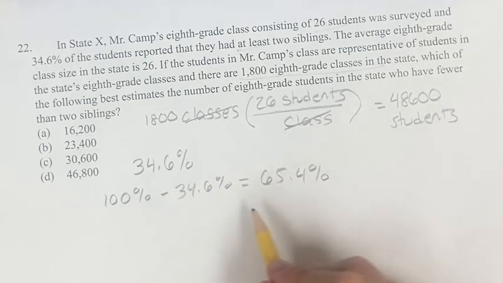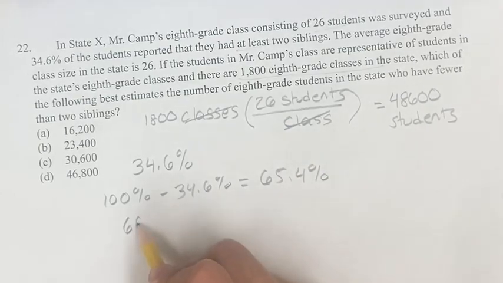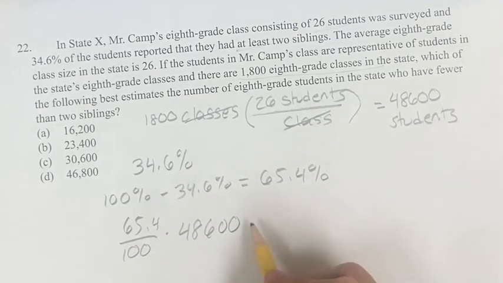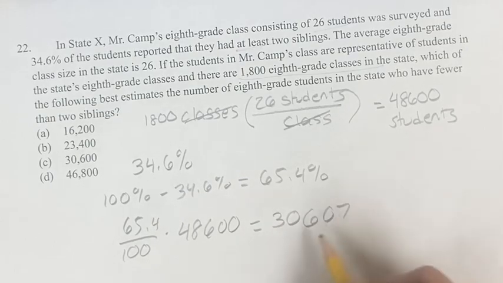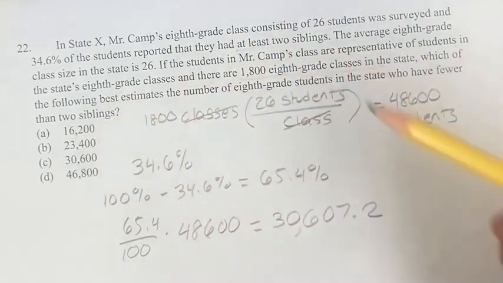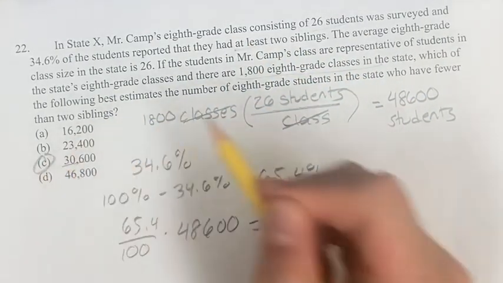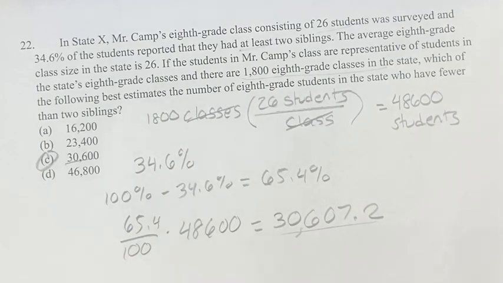So what is a percent? Well, it's a number out of 100. So we have 65.4 over 100 times 48,600. If you plug this into your calculator, you'll get that this is equal to 30,607.2. Which of the following is closest to this? Well, it's pretty obviously going to be very close to C and very far away from everything else. So C is going to be your final answer.